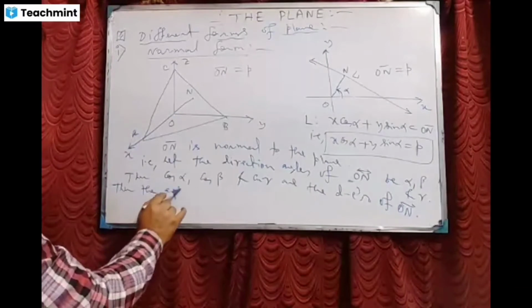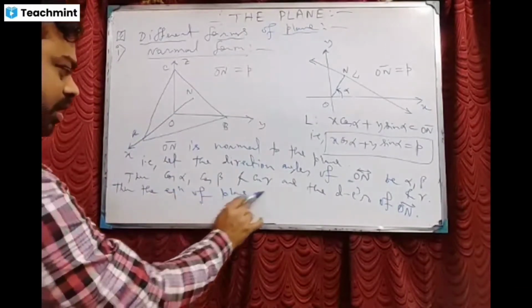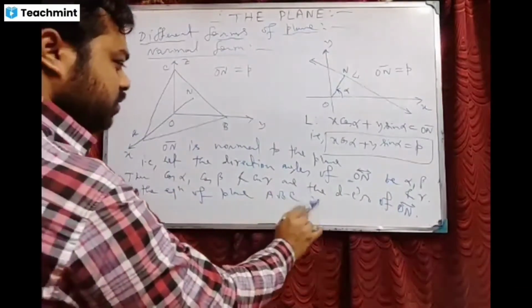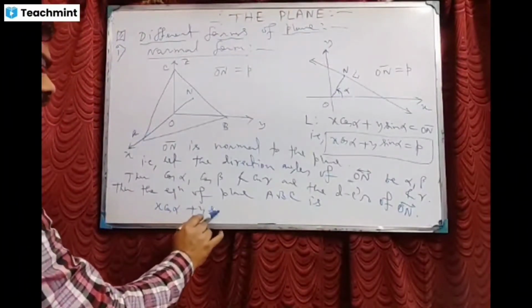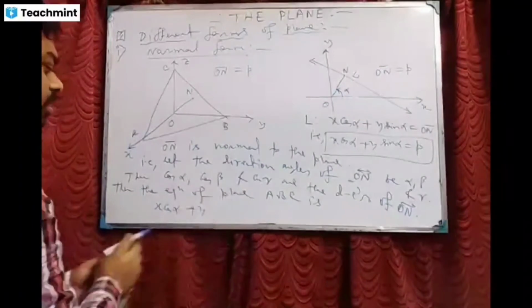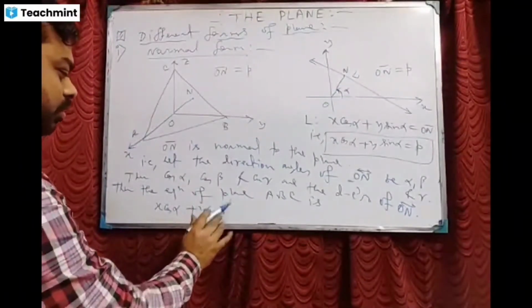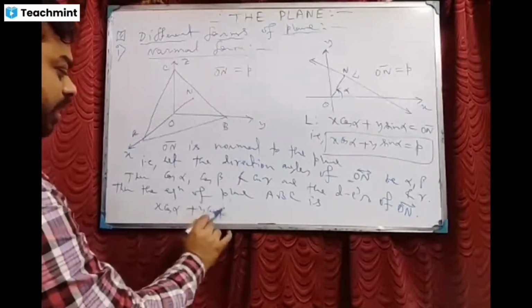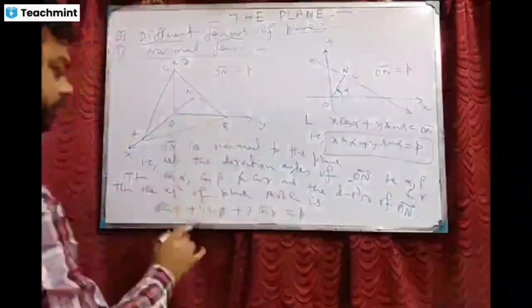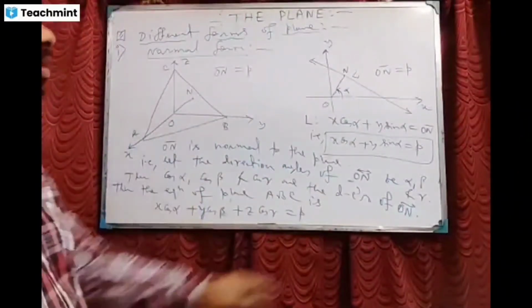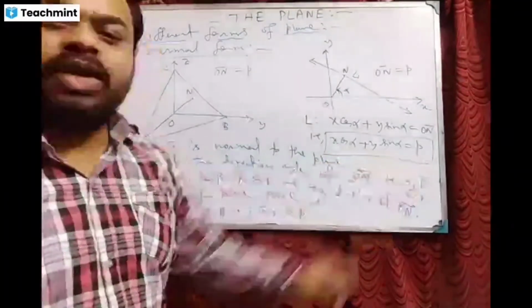Then the equation of plane ABC is x cos alpha plus y cos beta plus z cos gamma is equal to p. Like this, in two dimensions, x cos alpha plus y sin alpha equal to p.